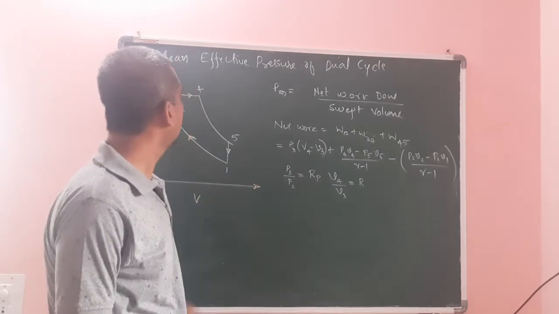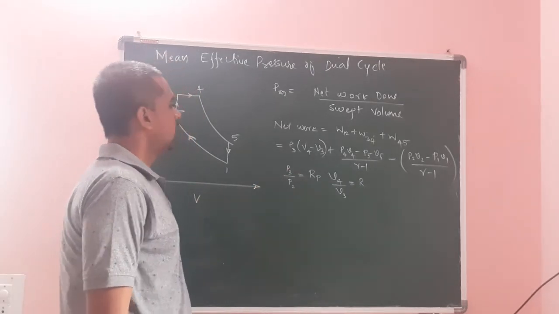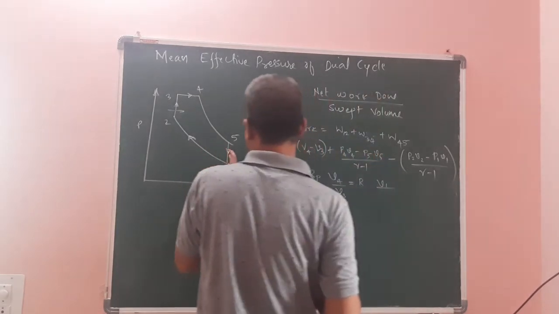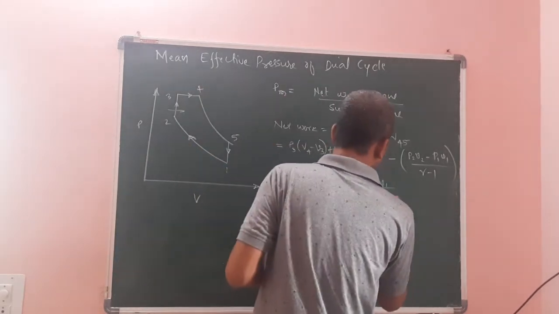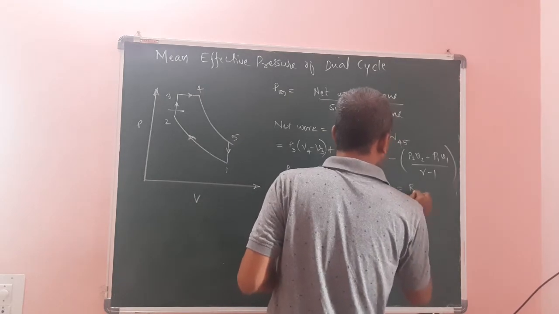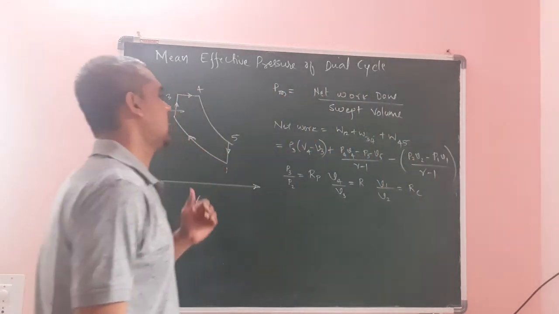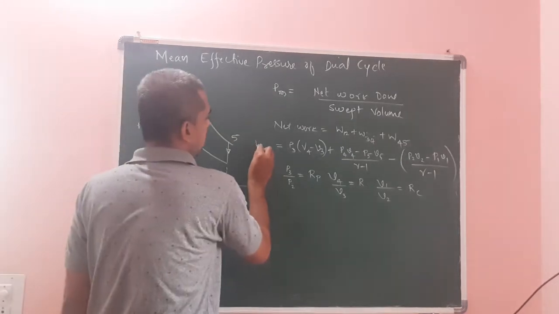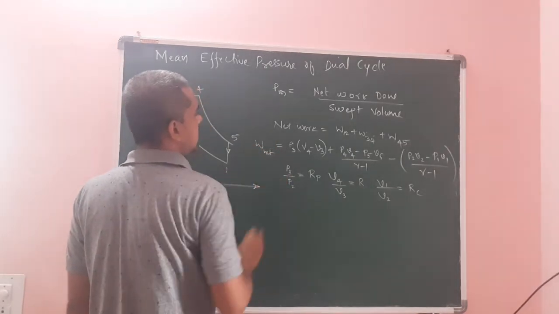Next, V1 by V2 is the volume before compression to volume after compression, which is the compression ratio R. Now we will express this net work done in terms of these ratios. W net we will express in terms of these.